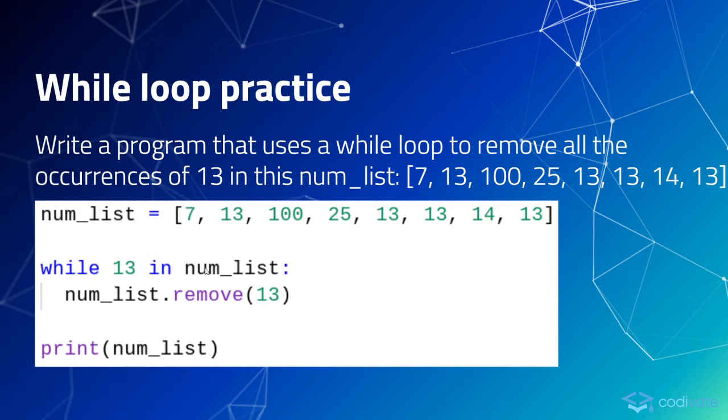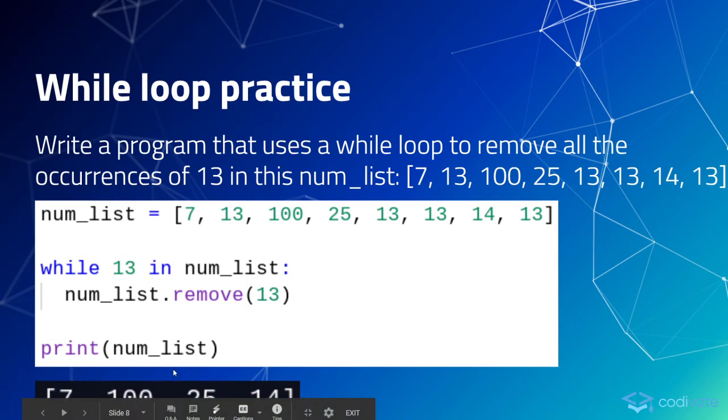So while there's a 13 in the list, we will continuously remove 13 from the list. This will keep repeating until all the 13s are gone, and once we print our num list, you'll see that there are no more 13s, only the numbers that are not 13 remain.